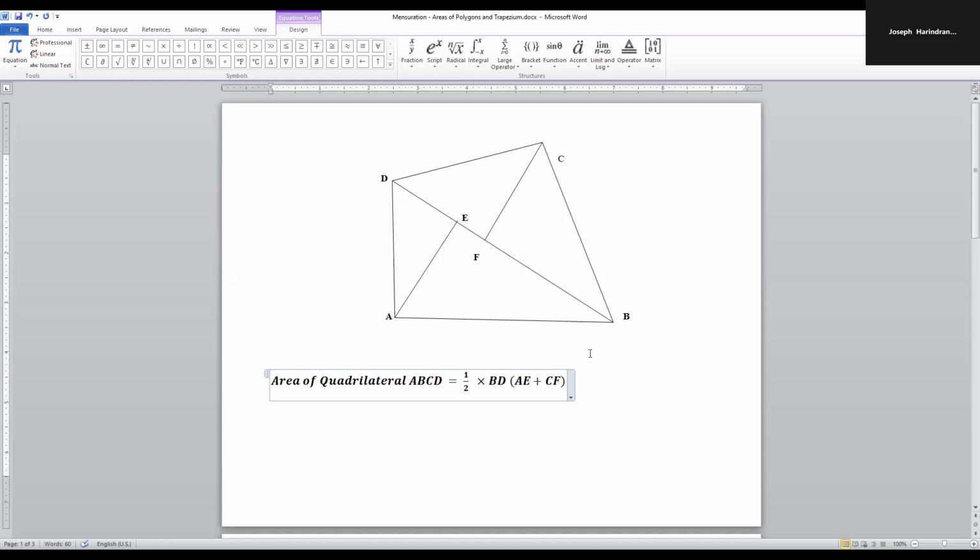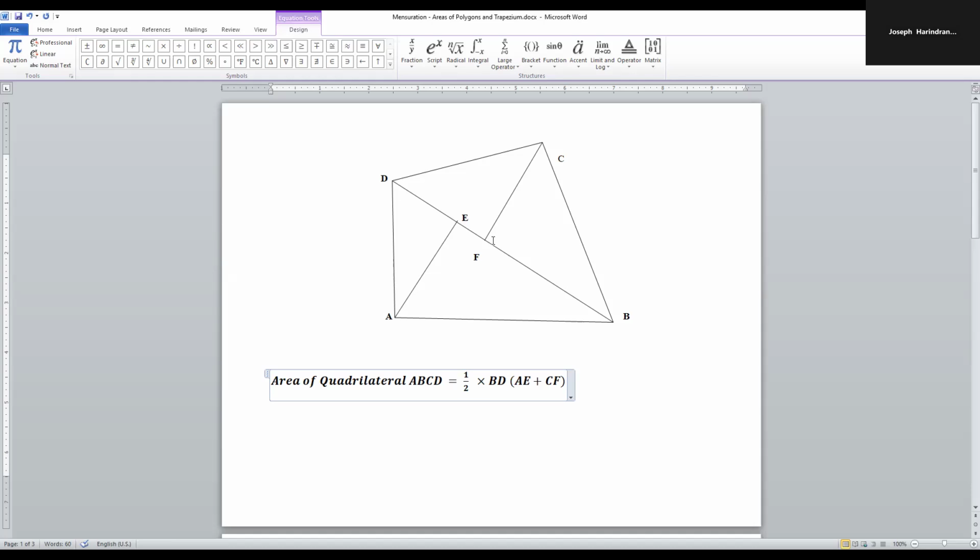What is the area of triangle ABD? It is half into the base BD into the height, the altitude, which is AE here. What happens here is we have drawn 2 perpendiculars from the vertices A and C respectively, AE and CF, to BD.